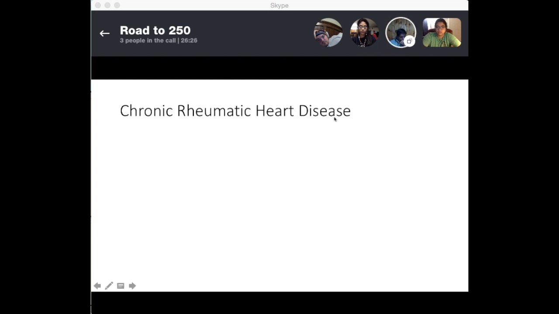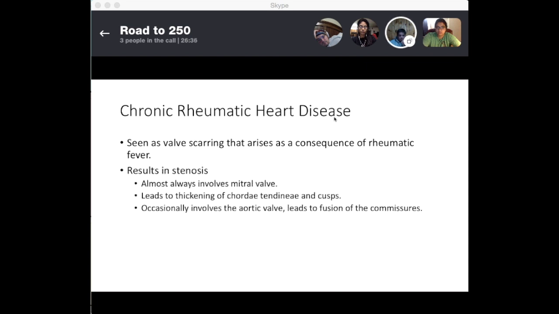All right, so what if you have chronic rheumatic heart disease? The valves will start scarring as a consequence of rheumatic fever, and so it results in stenosis. It almost always involves the mitral valve, which leads to thickening of the chordae tendineae and the cusps. I have a picture of that I can show you. And occasionally it involves the aortic valve, which leads to fusion of the commissures. Again, I'll show you. And if you read Pathoma, he says that results in stenosis with a fish mouth appearance.